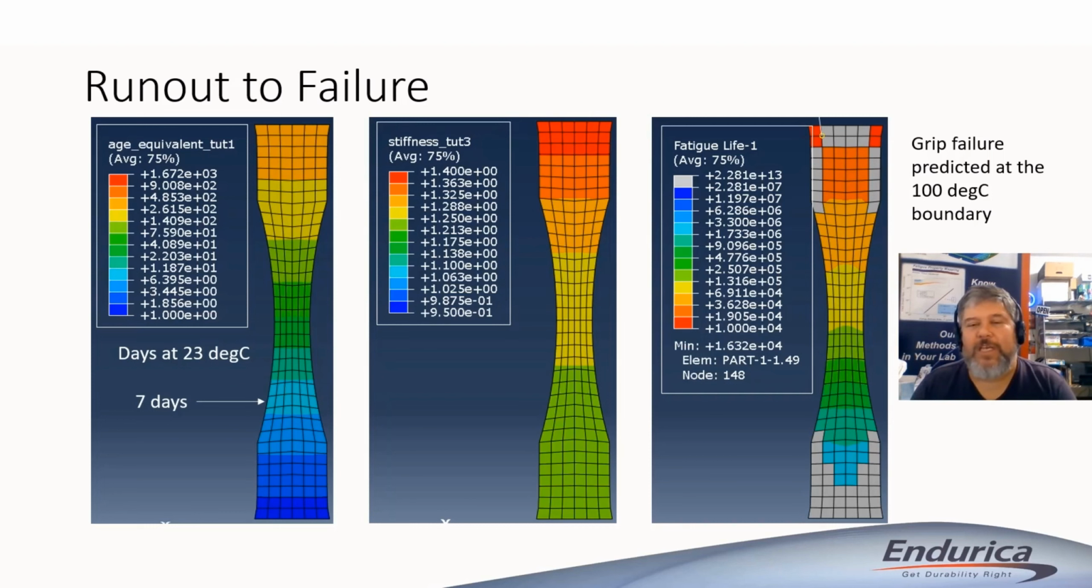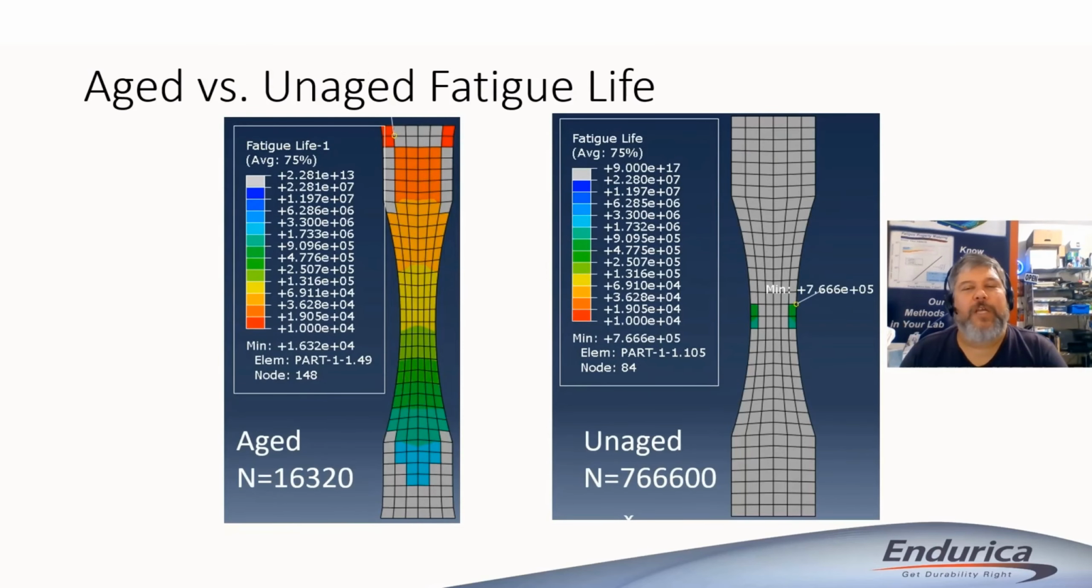You can see that in this simulation we're predicting that the specimen is going to break at the upper grip where we've been holding the specimen in the hot state. And just for comparison, if we turn off the aging and just do the fatigue test with material that keeps the material properties constant throughout the life, then we predict failure at the gauge section like we might normally expect. And we end up with a fatigue life that's much longer, about 800,000 cycles.